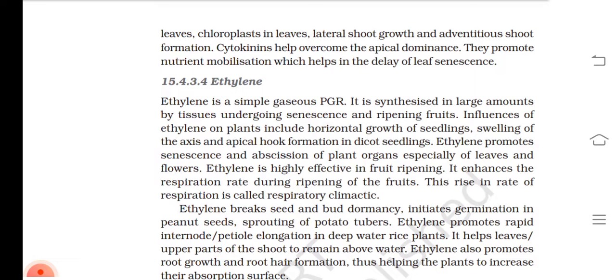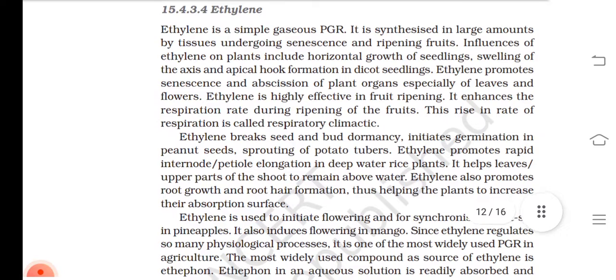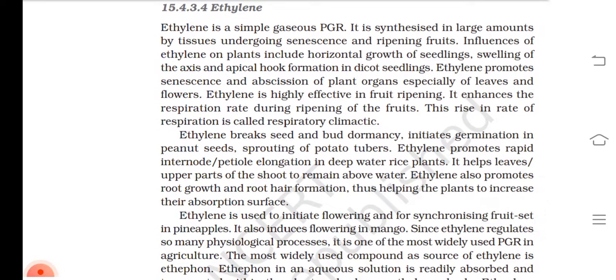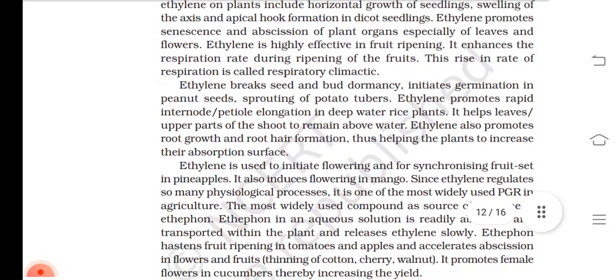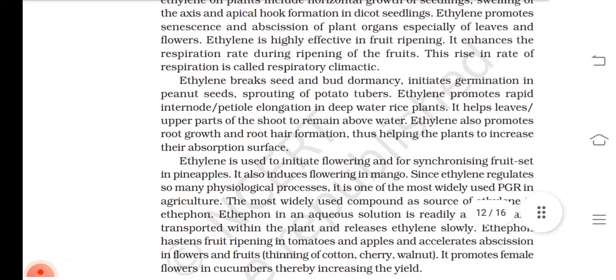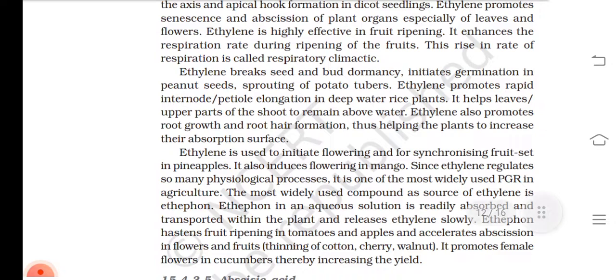15.434 Ethylene. Ethylene is a simple gaseous PGR. It is synthesized in large amounts by tissue undergoing senescence and ripening fruits. Influences of ethylene on plants include horizontal growth of seedlings, swelling of the axis, and apical hook formation in dicot seedlings. Ethylene promotes senescence and abscission of plant organs, especially of leaves and flowers. Ethylene is highly effective in fruit ripening. It enhances the respiration rate during ripening of the fruits.